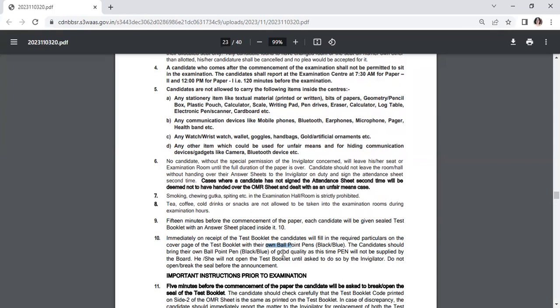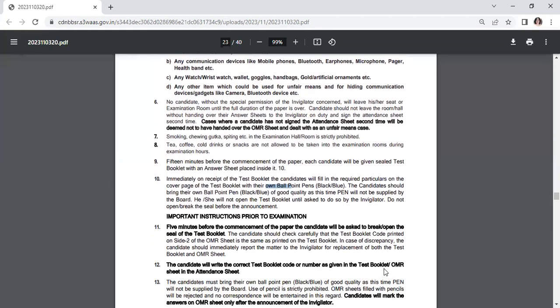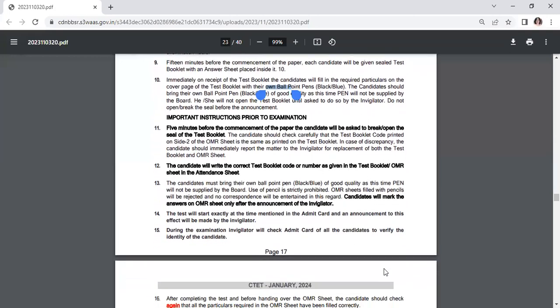Remember, teachers, you are going to use ballpoint pens; black and blue pens are allowed. The candidates should bring their own good quality black or blue ballpoint pen, as this time the pen will not be supplied by the board. Candidates will not open the test booklet until asked to do so by the invigilator. Do not break the seal before the announcement.